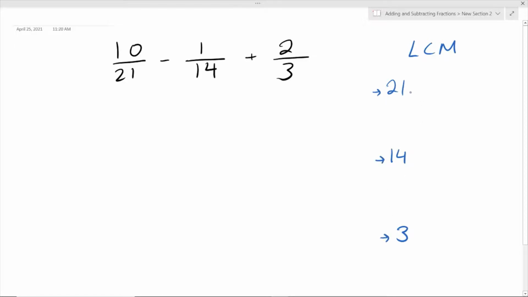So we're going to make a list. So 21 times 2 is 42, and then keeps going on. And then 14 times 2 is 28.